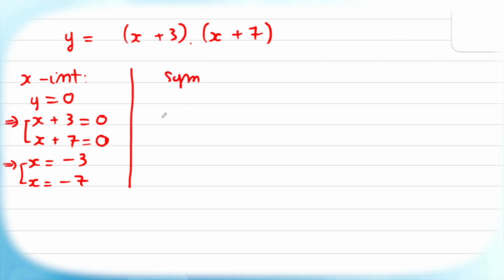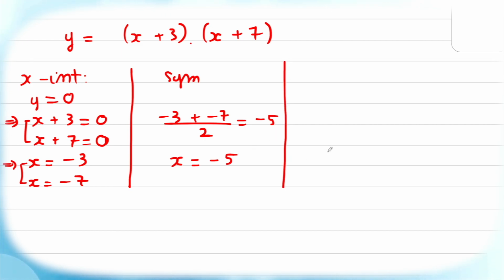For the symmetrical line, you got minus 3 plus minus 7 divided by 2 equals minus 5. So h equals minus 5. We have the equation of the symmetrical line.